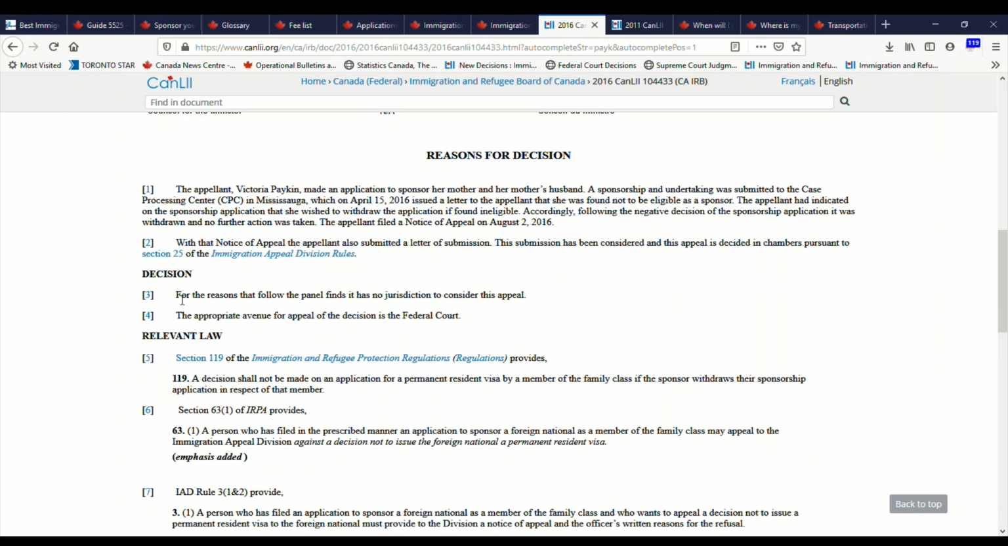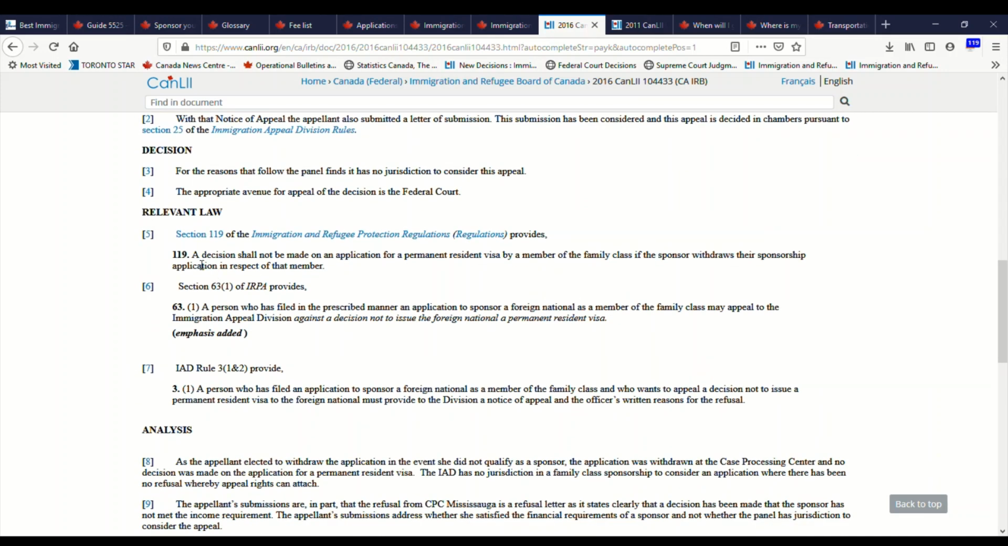Here is the decision. For the reasons that follow, the panel finds that it has no jurisdiction to consider this appeal. We already looked at section 119 of the regulations. You can find it here. A decision shall not be made on an application for a permanent resident visa by a member of the family class if the sponsor withdraws their sponsorship application in respect of that member.